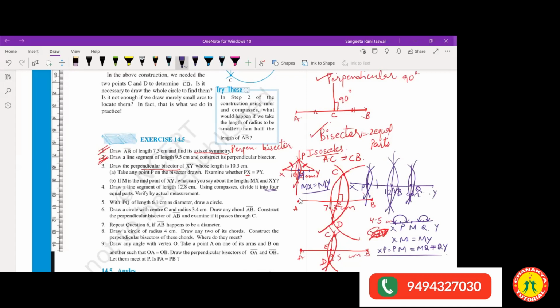Ma'am, we need to make arcs, right? Yes. As you were making the perpendicular bisector, in the same way you have to make it. You have to make 3 perpendicular bisectors actually. First, you will be intersecting the big line XY. And then when you get the perpendicular bisector here, you have to make a perpendicular bisector on this portion, then similarly over here also.